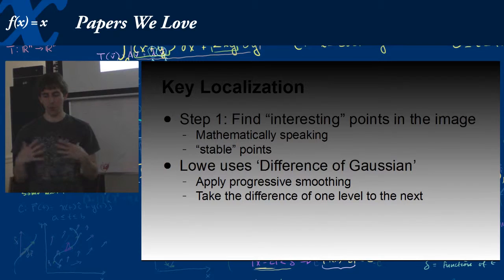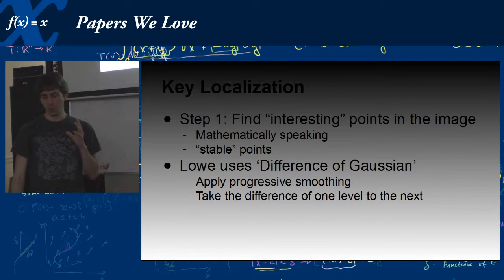Like I said, we want to find interesting points in the image, mathematically speaking. In particular, what we're looking for is points that we are going to call stable. Stability basically means that we guess that this part of the image will look approximately the same or give us a similar descriptor when it's been transformed in some way. So it's not going to suddenly look completely different if we rotate it a little bit or shift it around a little bit. That's what we mean by stability.